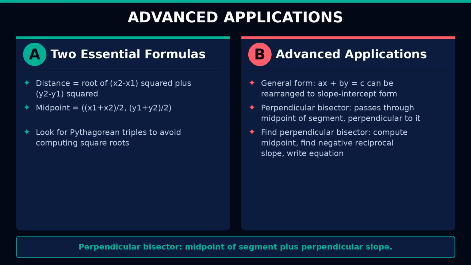Distance formula. Square root of (x2 minus x1) squared plus (y2 minus y1) squared. This is the Pythagorean theorem on the coordinate plane with horizontal and vertical changes as the 2 legs. For points (0, 0) and (3, 4), horizontal change is 3, vertical change is 4. Recognize 3, 4, 5. Distance is 5. Midpoint. Average the x-coordinates and average the y-coordinates. To find the other endpoint, given midpoint and one endpoint, use 2 times midpoint minus the known endpoint.